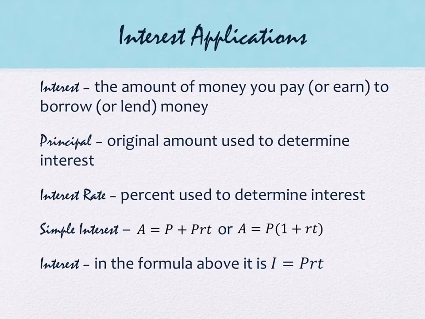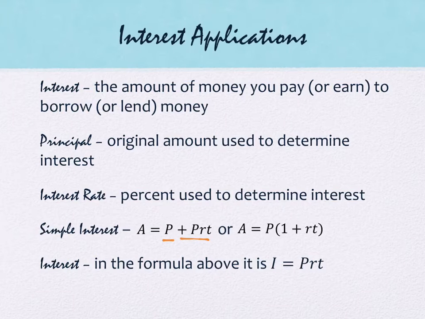And then there are two simple interest formulas. They're highly related. The first one says A equals P plus PRT. The second one says A equals P times 1 plus RT. Notice if you just distribute the P through, you end up with the first one. Or if you take a look at the first equation and you factor the P out, you end up with the second equation.